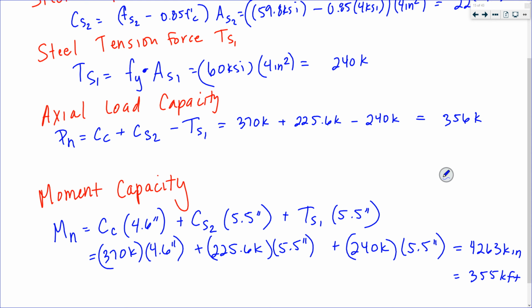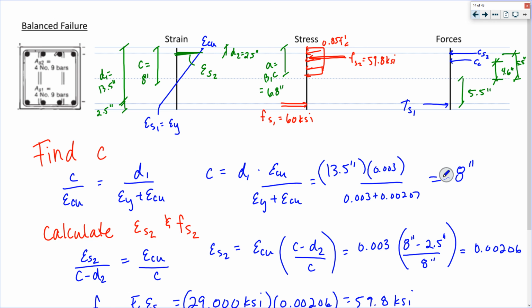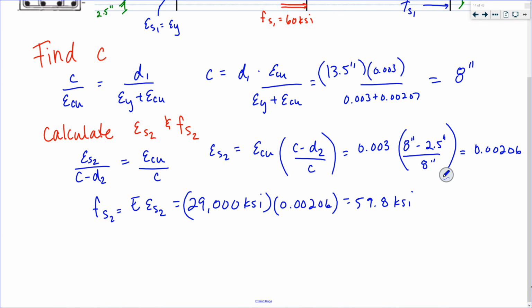So that is associated with the balance. You see, we just followed the exact same procedure. We have a strain profile. From that, we have to come up with a couple numbers associated with my strain profile. We use that to calculate stresses, calculate forces, calculate capacities.